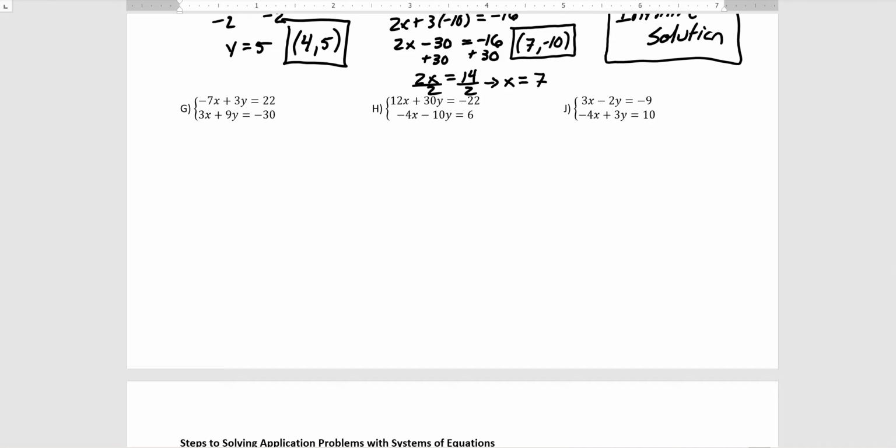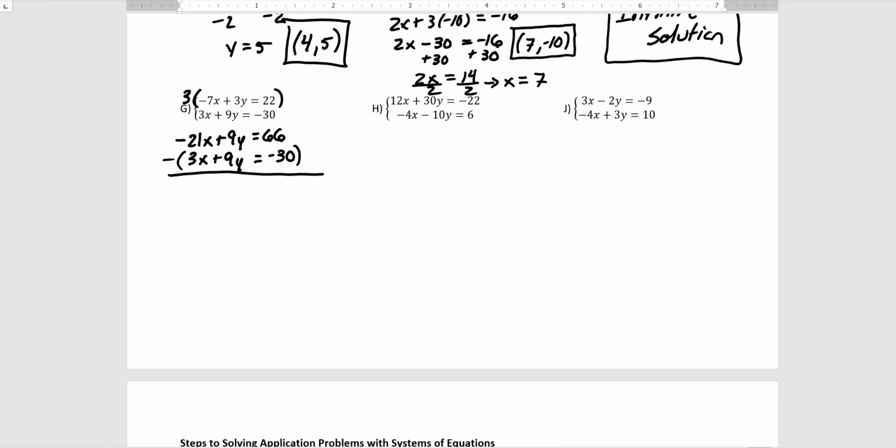All right, let's check how we did on letter G. Looking here, hopefully we saw that we could eliminate y if we multiply this top equation by 3. So that'll give us negative 21x plus 9y equals 3 times 22 is 66. All right, now the bottom equation wouldn't change. 3x plus 9y equals negative 30. Now since these are the same, we're going to do some subtraction here.